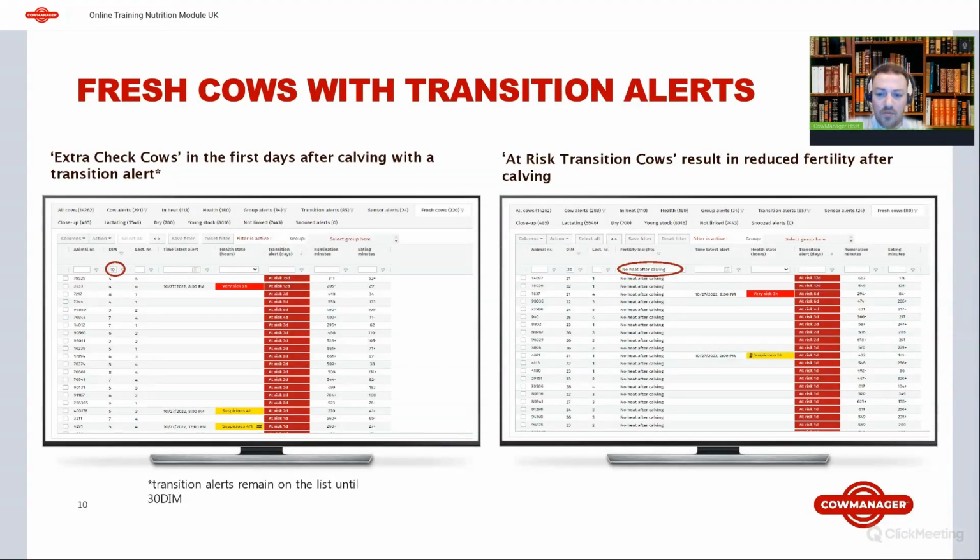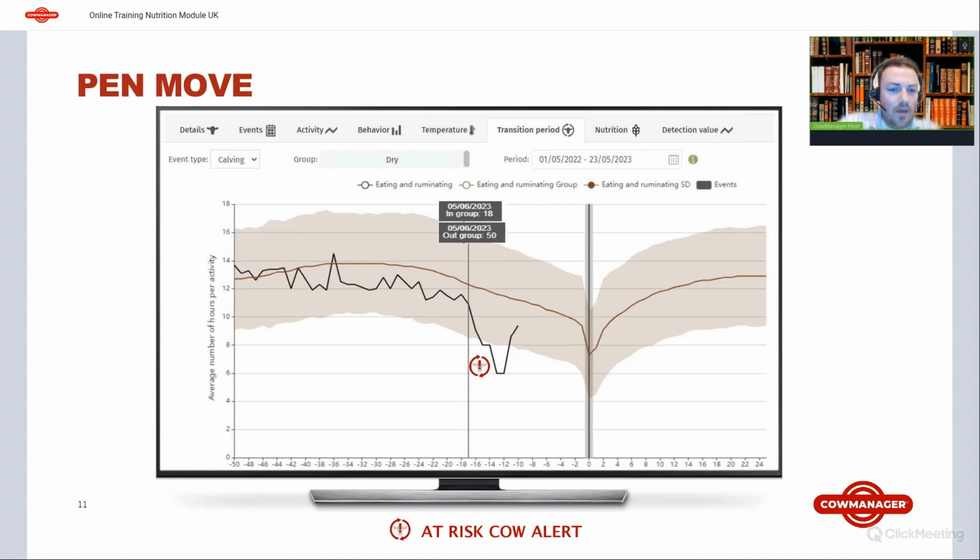So I'll continue quickly because talking about transition is one of the things I like to do most, and that also takes up most of my time. Here you can see one of the examples, not only on an individual cow, but also on a group level, of what a pen move does. So normally these cows are being transferred from far off to close up at day 25 before calving. That's what you can see in that brown line.